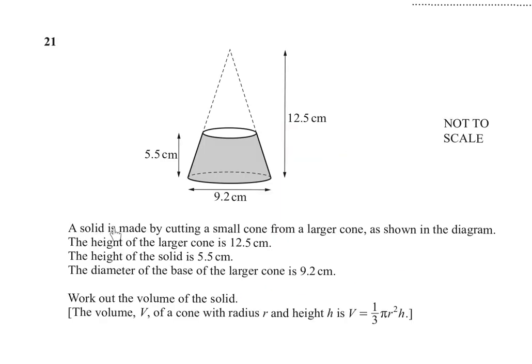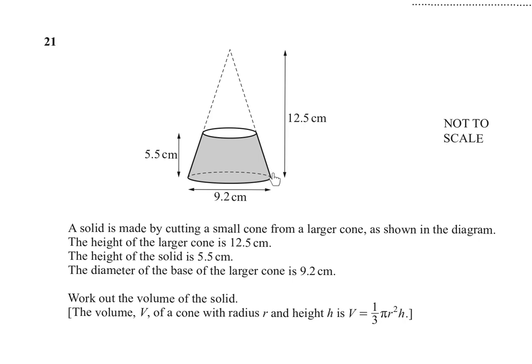21. A solid is made by cutting a small cone from a larger cone, as shown in the diagram. The height of the larger cone is 12.5, and the height of the solid is 5.5. The diameter of the base of the larger cone is 9.2. Work out the volume of the solid.